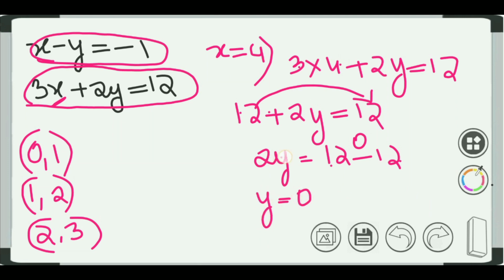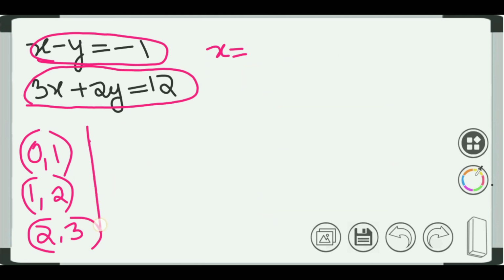So 2y equal to 0, then y will be 0, because this is multiplication. When this 2 comes to this side, it will be 0 by 2. 0 by anything is what? 0. So you can write x is equal to 4, y is equal to 0. Now put x is equal to 2, and you will get a value for y.